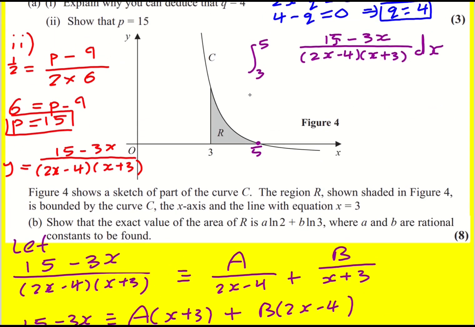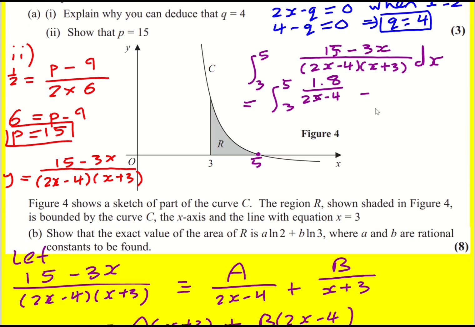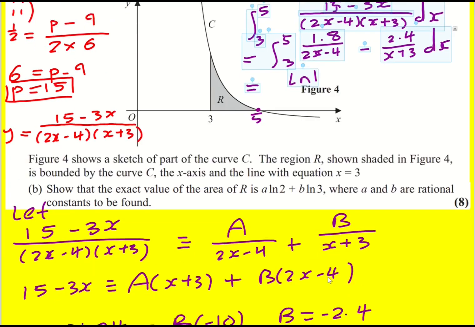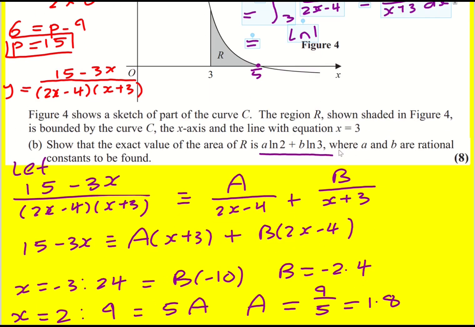So back to our integral then. We've got 1.8 over 2x minus 4 minus b, which was 2.4, over x plus 3. These both become ln. So the first one, I'll get ln modulus. Just realized I need a bit more space, so let me bring it down. Okay, just bearing in mind what we're trying to get, a ln 2 plus b ln 3.